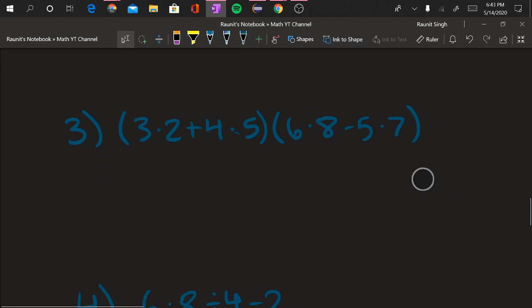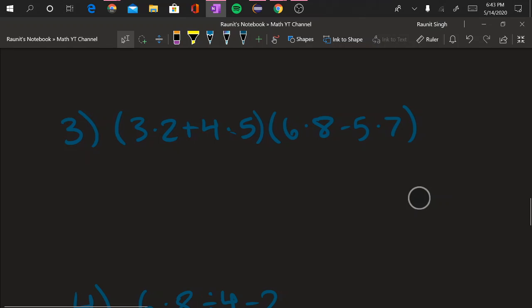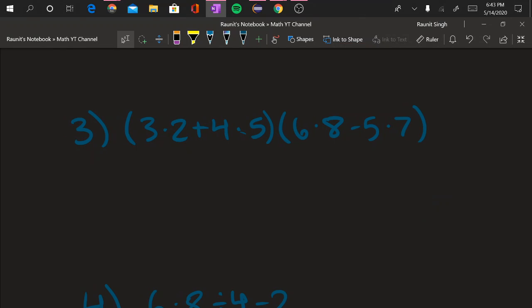Now the next one's a little bit more complicated, but if you just follow the rules of doing it left to right, and this one requires the P in PEMDAS, parentheses, so if you know how to do it, go ahead and pause the video, do it yourself, and then come back and check if you got it right. If not, just follow along.